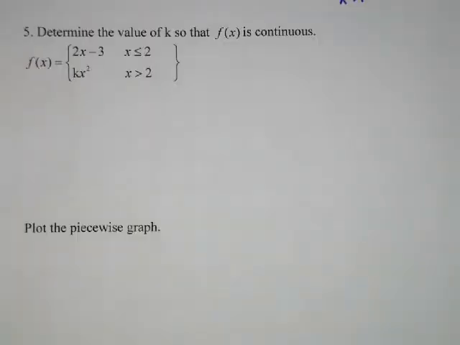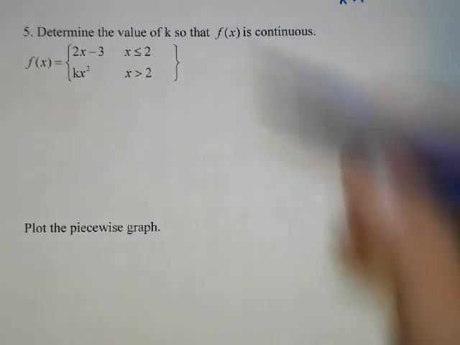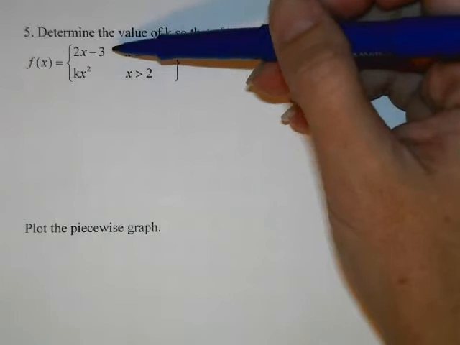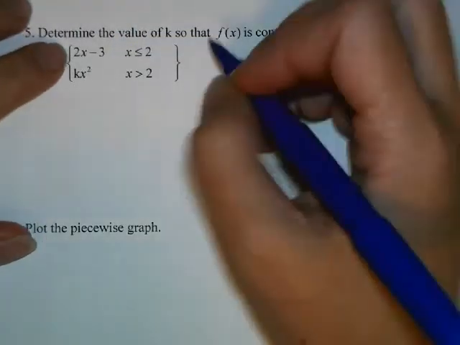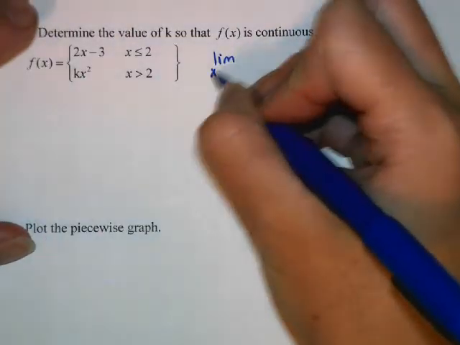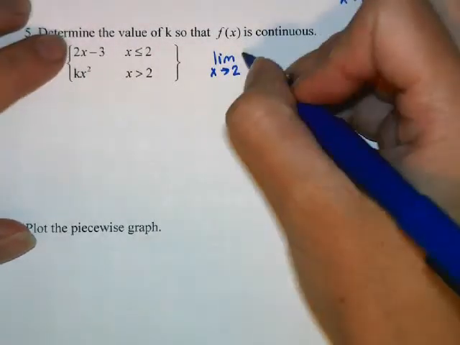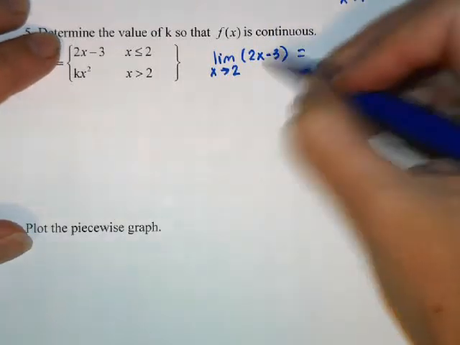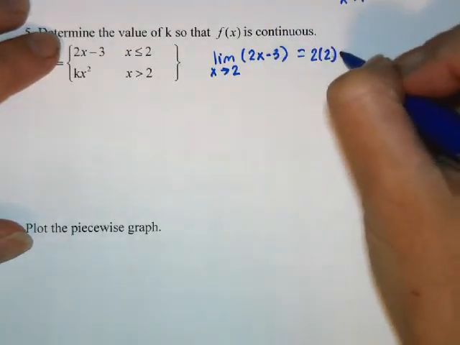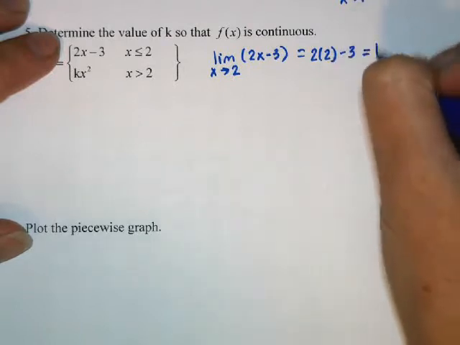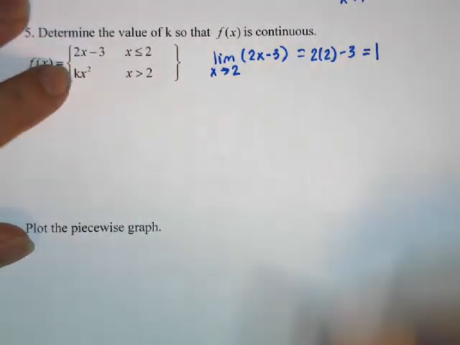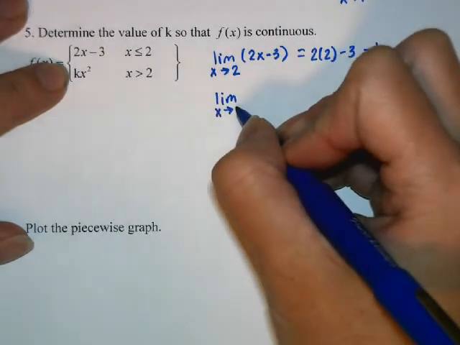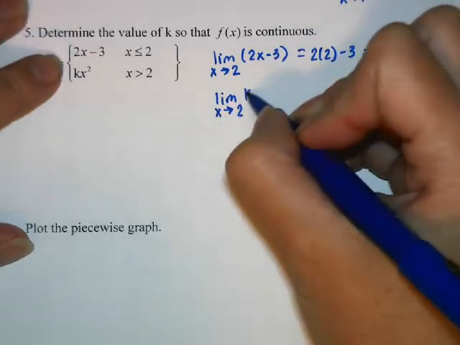Okay, we're going to find a value of k that makes this continuous. So again, the issue is going to occur at 2. So we want to find a value so that at 2, these go to the same place. So I want to look at where, as x approaches 2, the 2x minus 3 is going. So we're going to have 2 times 2 minus 3. So 4 minus 3 is 1. So I need this to also go to 1 when x goes to 2.